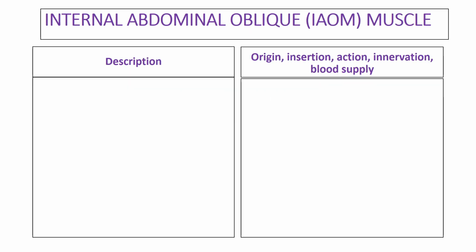To begin with, I'll be first describing the structure of the internal abdominal oblique muscle. Then I'll look at the other attributes of the muscle, such as its origin, insertion, action, innervation, and blood supply.